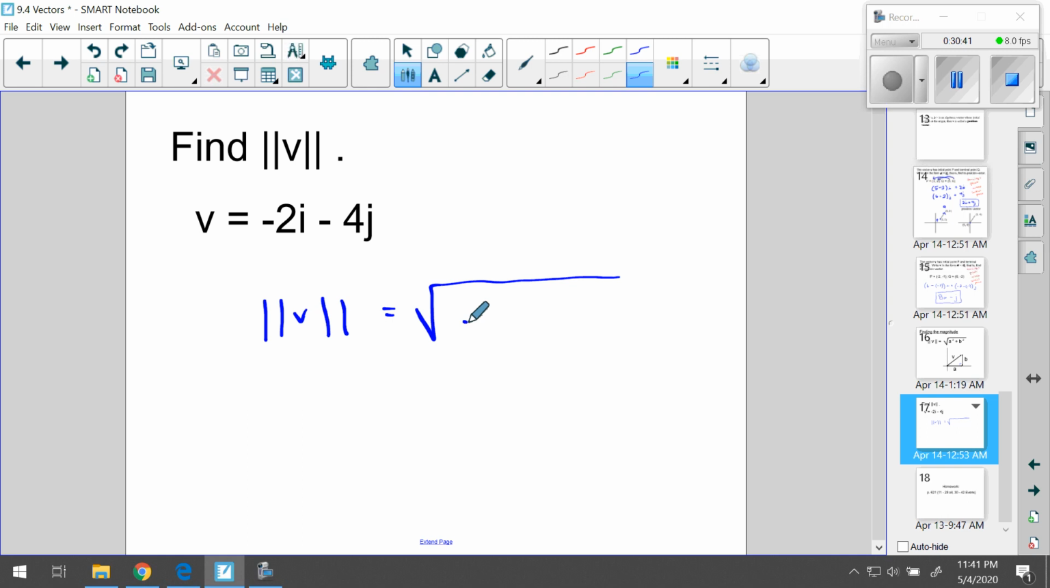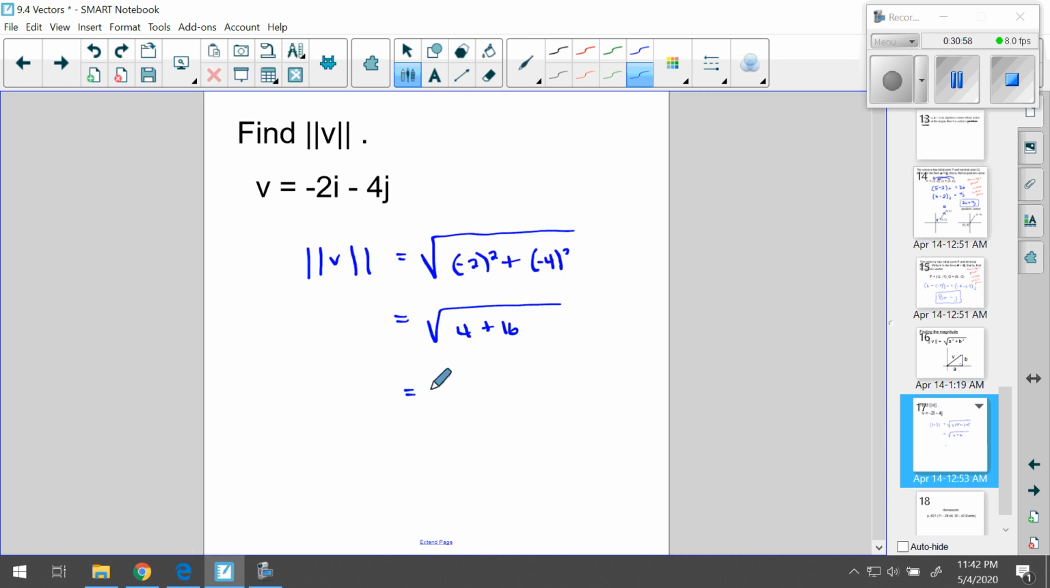So it'd be -2 squared plus -4 squared. And a little bit of math, this will be 4 plus 16. And so that will be root 20, which is better written as 2 root 5.